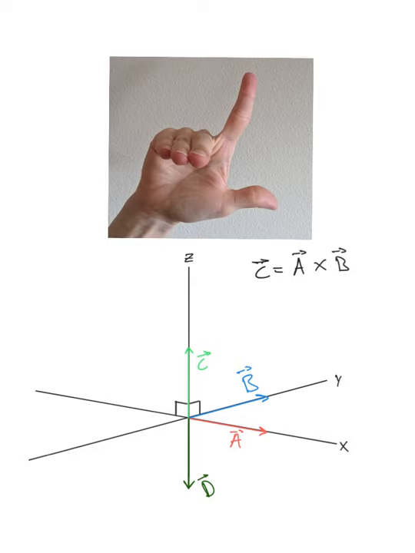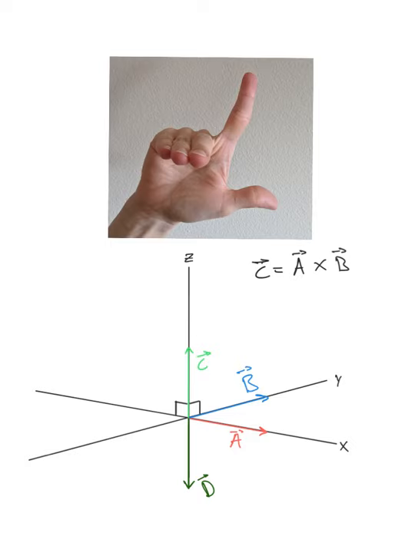Using the right-hand rule requires that we make our right hand into a very specific shape, with the index finger pointing straight ahead, the other three fingers at a 90-degree angle to the index finger, and then with the thumb pointing straight up. And you can kind of see how your index finger, your other fingers, and your thumb are all at 90-degree angles from one another.